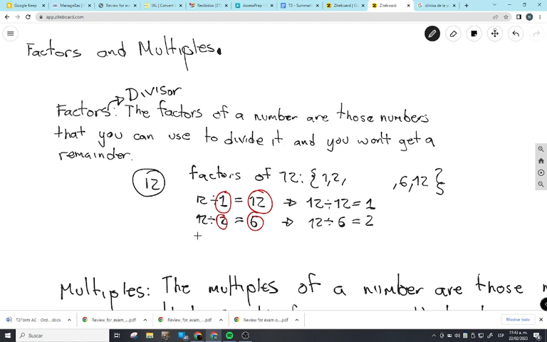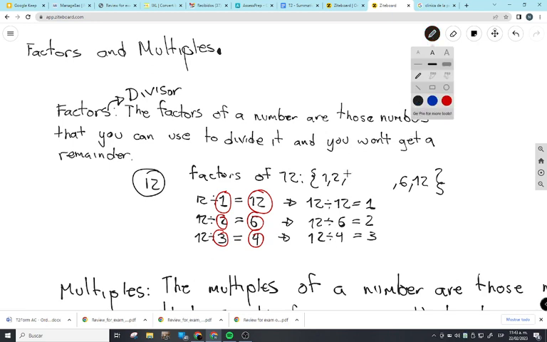Let's continue. 12 divided by 3. Can we divide the 12 by 3? Yes, we get 4 and we don't get a remainder. Again, it's an exact division. So, if we switch it and we write 12 divided by 4 is 3, that means that the 3 and the 4 are factors of 12. So let me write it in the list. 3 and 4. Okay?